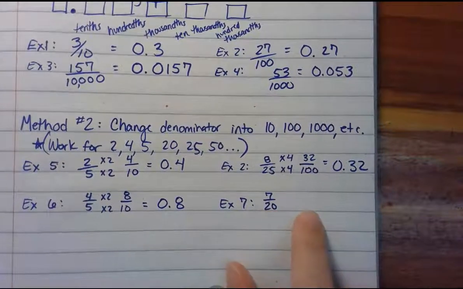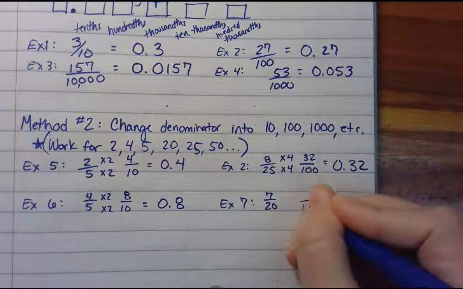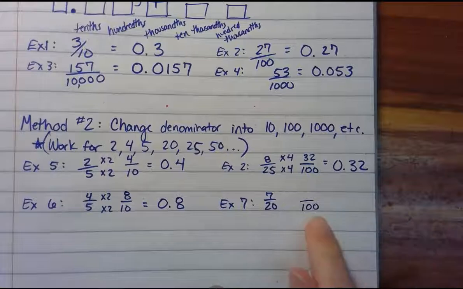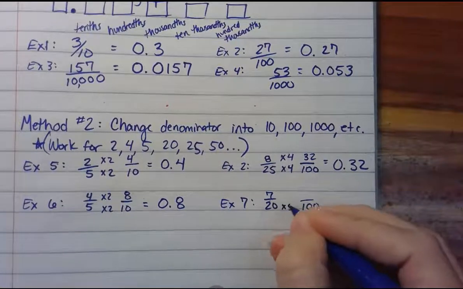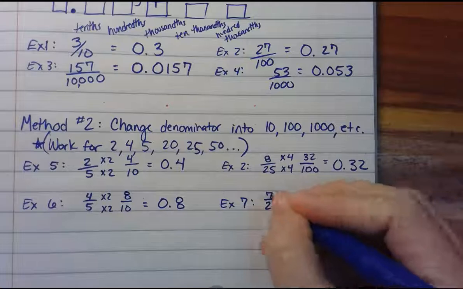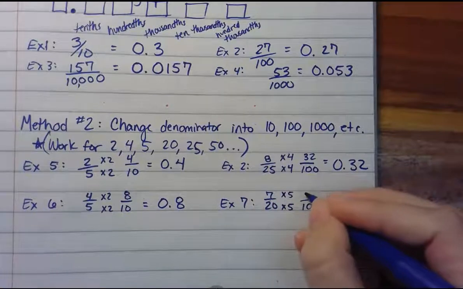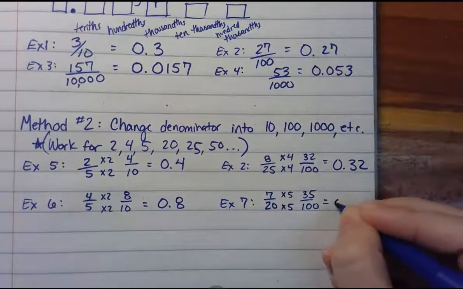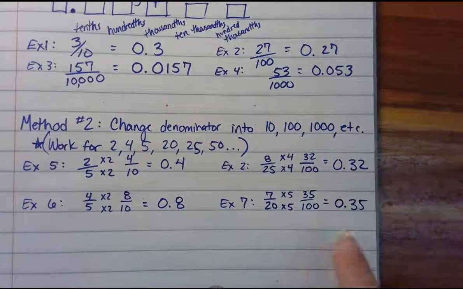20 cannot be multiplied by something to get 10, but we can make it a 100. Actually, 20 times 5 gives me 100, and so I'm going to multiply the top by 5 as well. 7 times 5 is 35. And as a decimal, that's going to be 0.35 because hundredths have 2 decimal places.